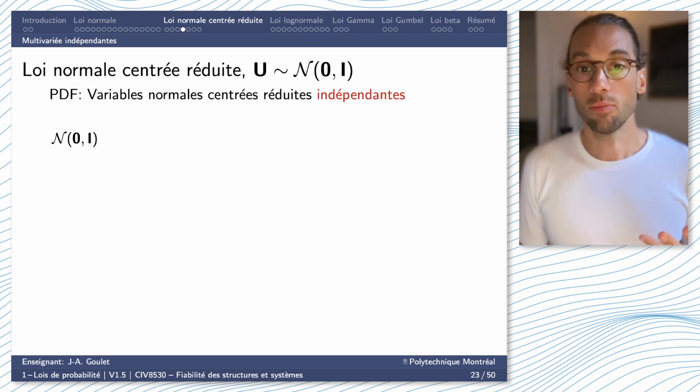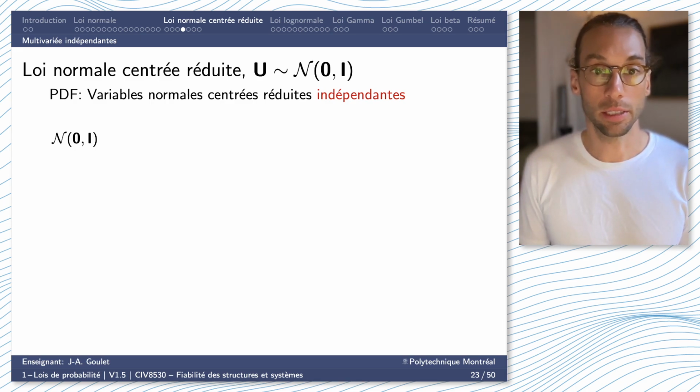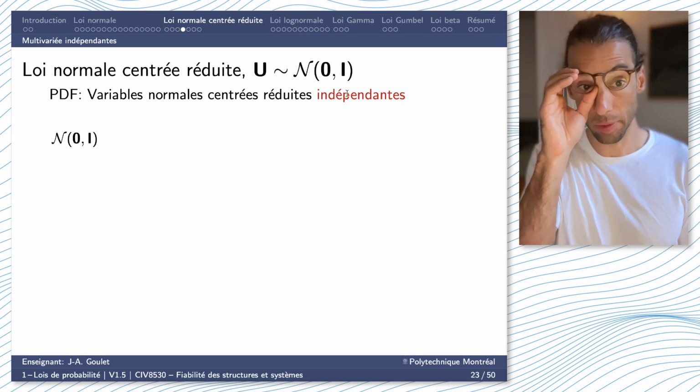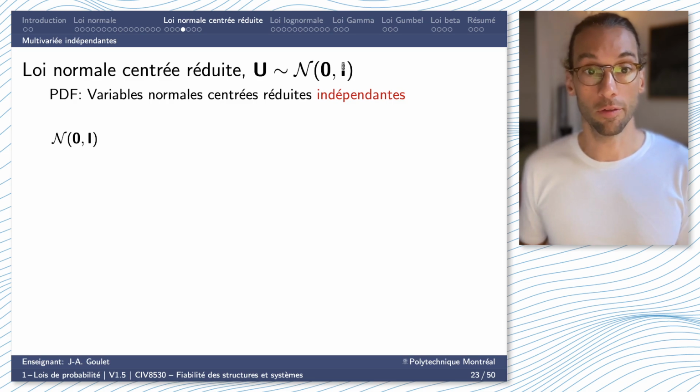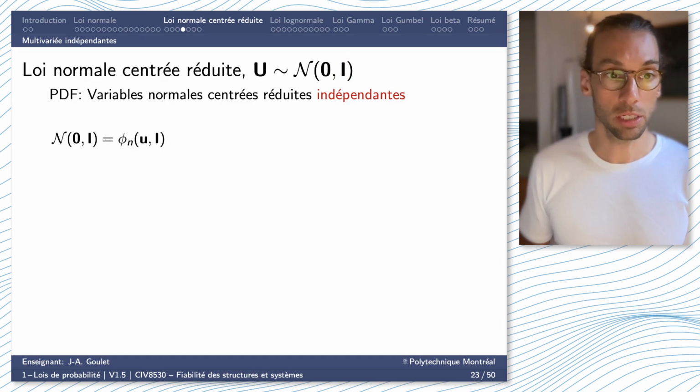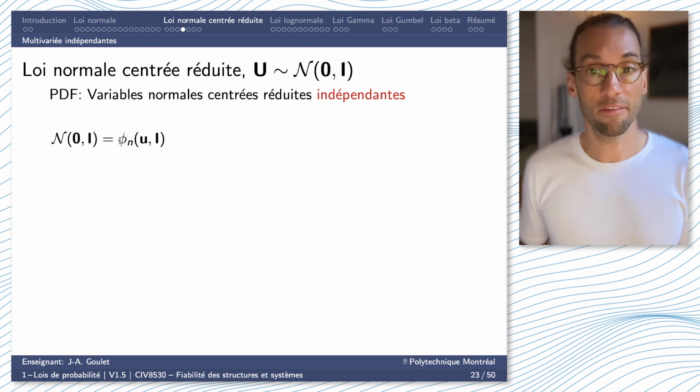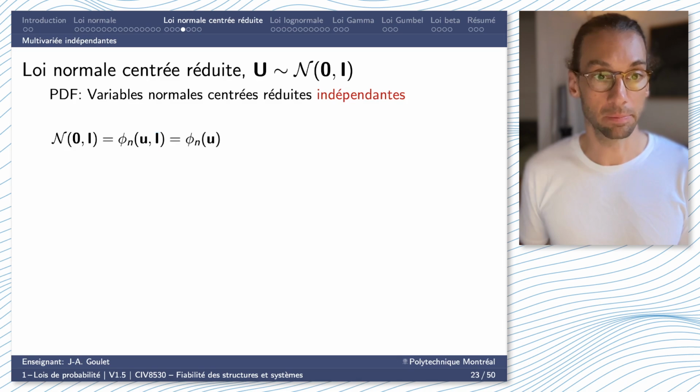Okay, so some properties of the standard normal space. If we assume that all the variables in the standard normal space are independent, so the covariance is equal to the identity matrix, we're going to represent by phi with subscript n the n-dimensional standard normal space evaluated at u, which is now a vector, with covariance identity.